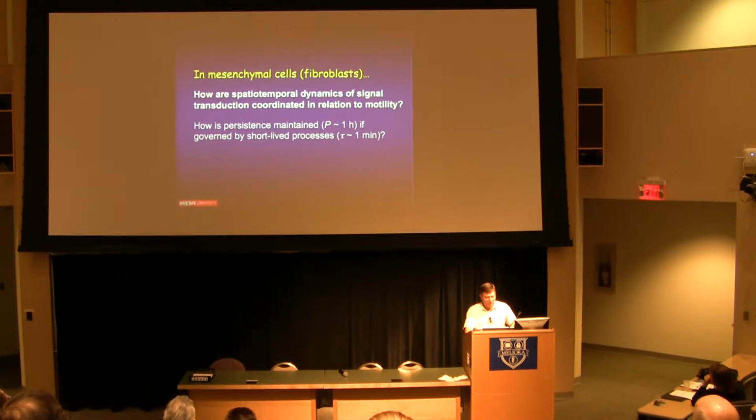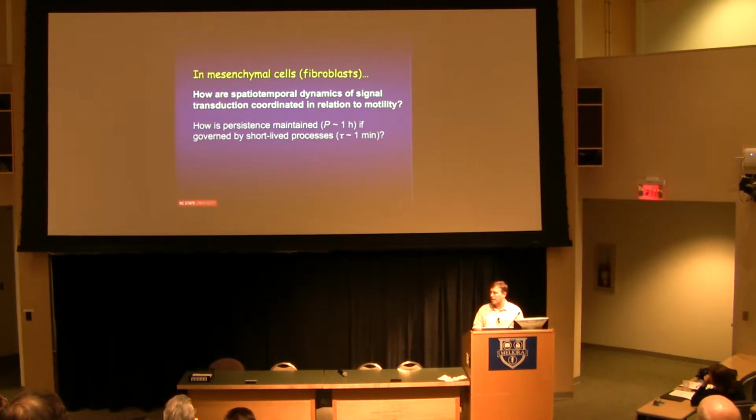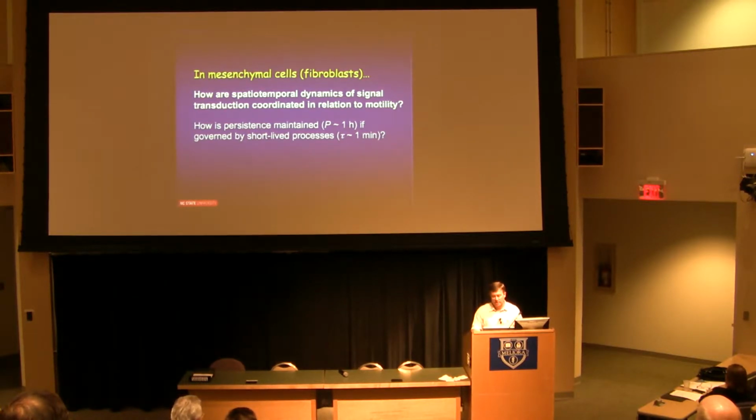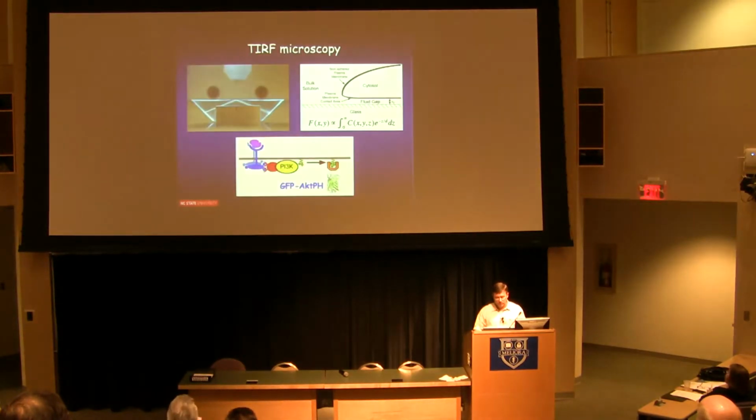And then the second question, which I'll get to later, is how is persistence maintained if motility is governed by short-lived processes? So signaling and cytoskeletal processes are all pretty much on the 1-minute time scale in fibroblasts. So how can the cell maintain a persistent directionality for 1 hour?